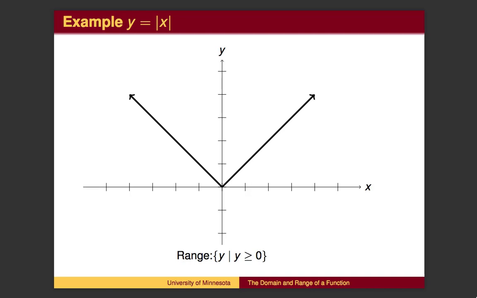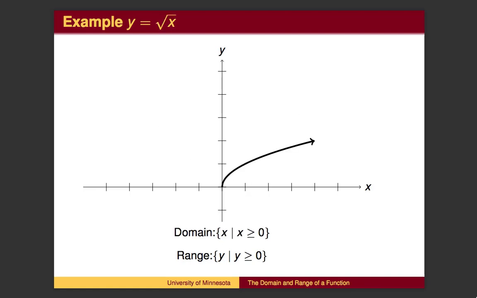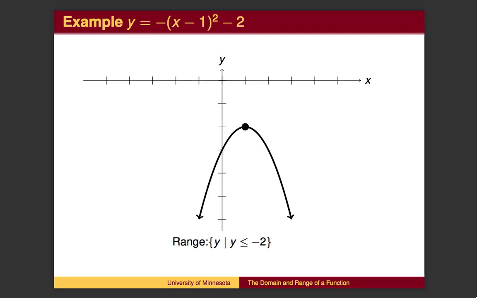Here is another example, the absolute value function. Once again, the graph points upward from the origin, so the range is all y values greater than or equal to 0. The square root graph is an example where both the domain and range are restricted. Here is an example where the parabola has been flipped top to bottom, then shifted 1 right and 2 down. In this case, the vertex has a y value of -2, and the parabola goes downward from there. The range is all y values less than or equal to -2.